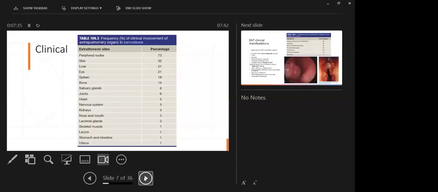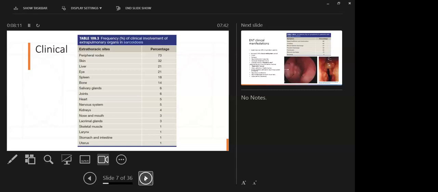So if we look at the frequency presentation of clinical involvement of extrapulmonary organs, you can see peripheral nodes is a really high percentage, around 73% can be involved. Skin is quite a good clue if you're evaluating the patient clinically. The liver may be a little bit less easy for us to examine. The eye, certainly easy for us to examine in our outpatient. And then you can see all the way down towards the lower end of the table, areas that involve our ear, nose and mouth, and lacrimal glands.